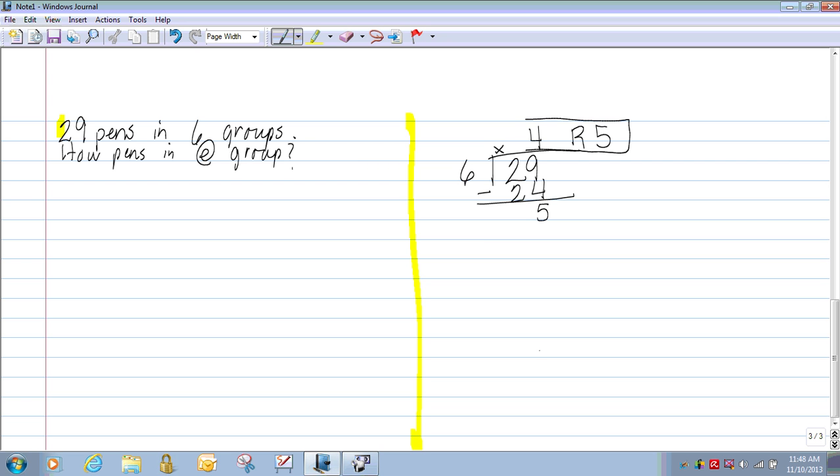This number right here tells us that I would have 4 pens in each group, and I would have 5 pens left over that would not go into a group equally. I check that my remainder 5 is less than my divisor 6, and I know that I'm good to go. Push pause. Let's try another example.